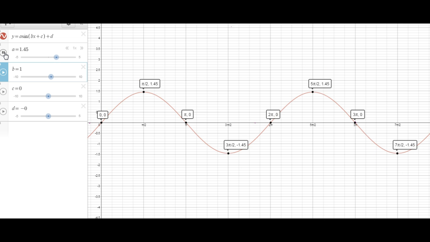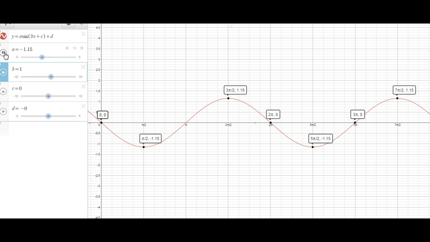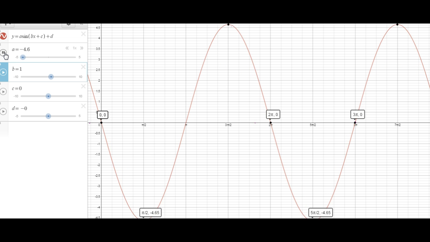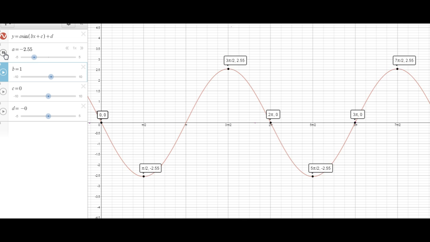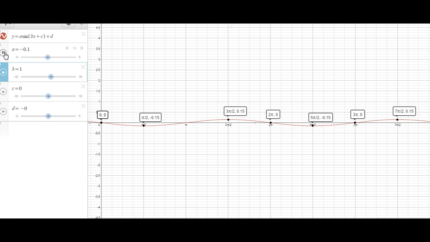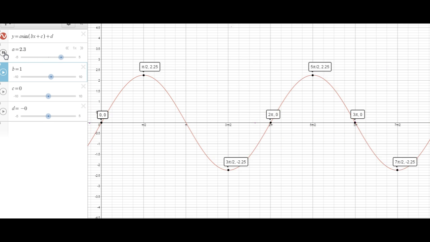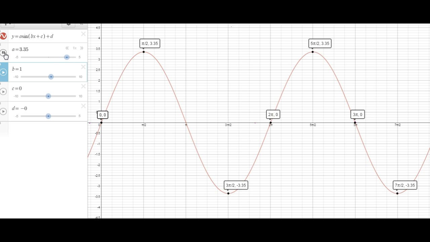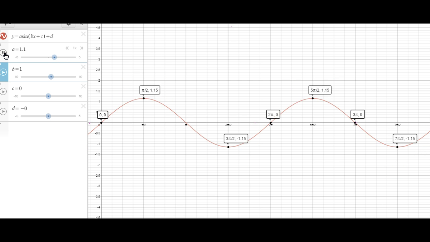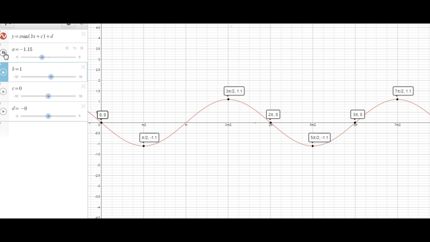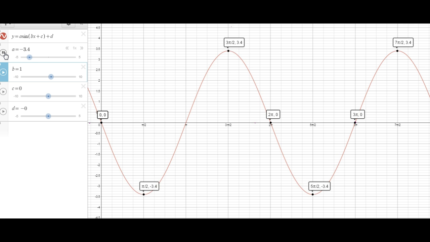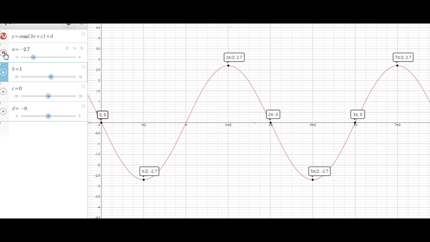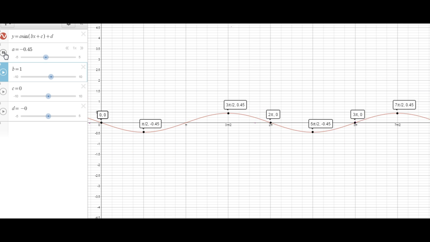Yeah, so let's just call it the amplitude. The amplitude is changing. Is the midline moving? No, it's still at 0. Which variable is the midline? D, and what's D? 0 or negative 0, that shouldn't make any difference. I just didn't delete the negative. So D is 0, it hasn't changed. Is the period changing? No.